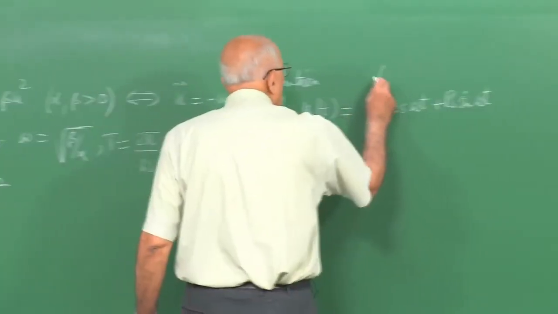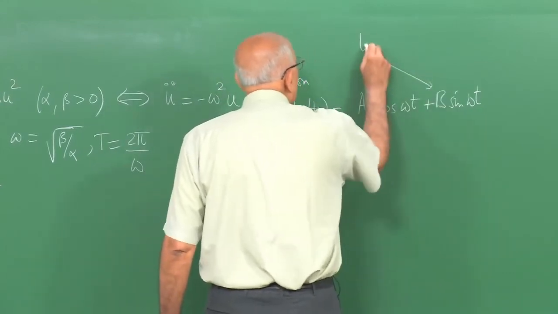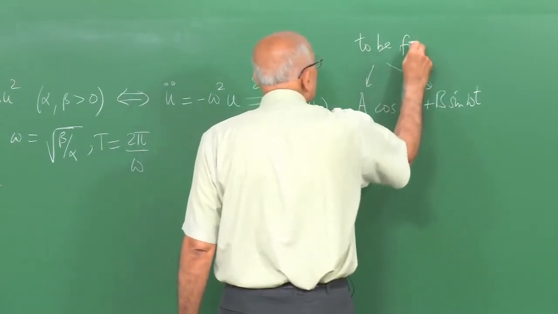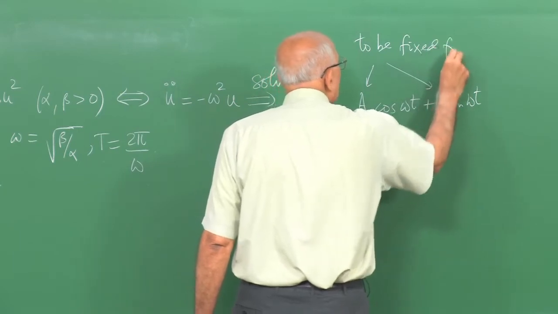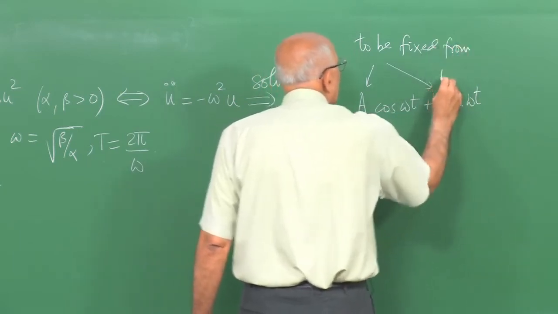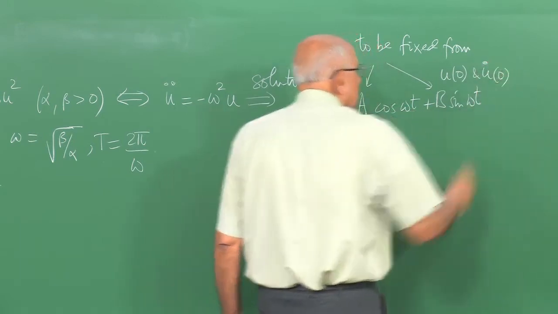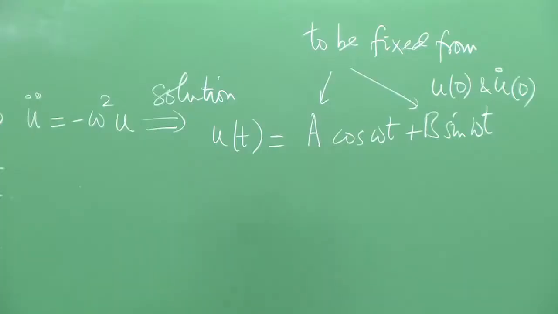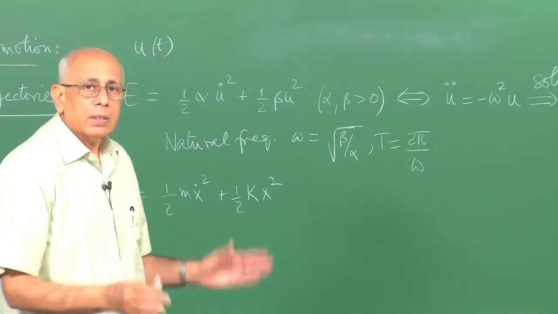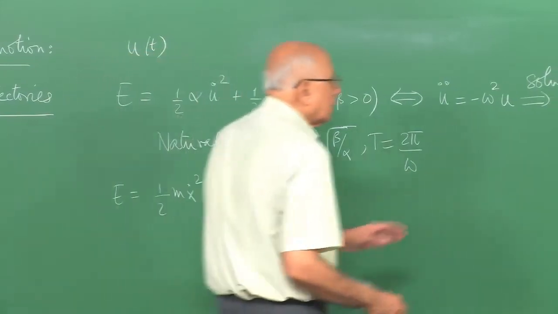So these constants are to be fixed from u of 0 and u dot of 0. If you tell me what the initial velocity, u dot, and the initial position are, then I can tell you what these constants A and B are, and this is the general solution.